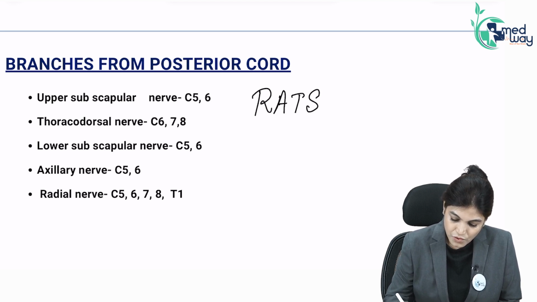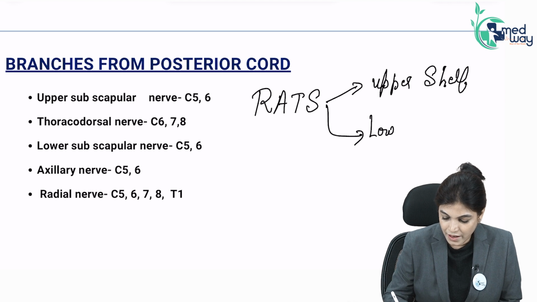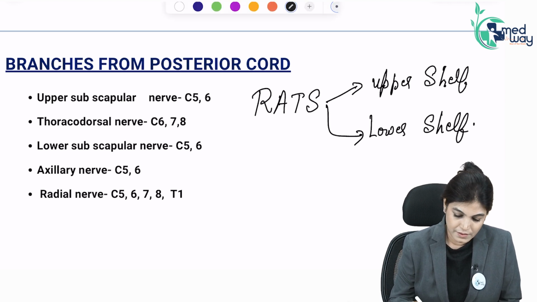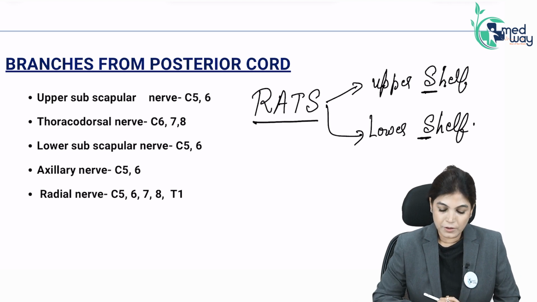So, write down RATS, rats. Where are the rats residing? The rats are residing in the upper cell and the rats are residing in the lower cell. RATS is the mnemonic for it.